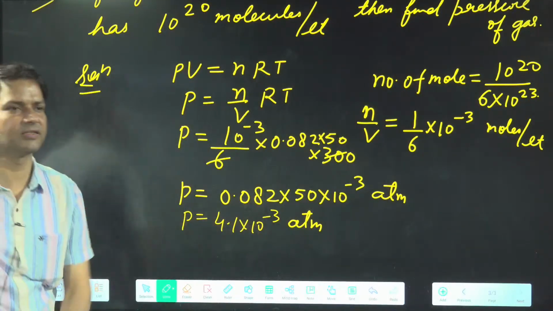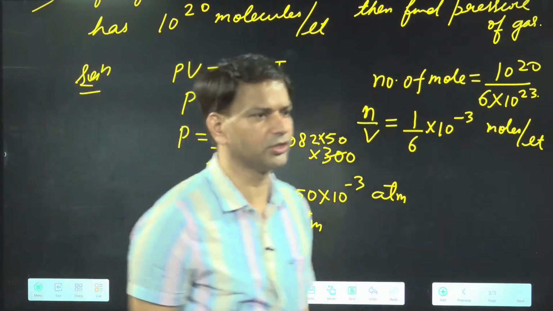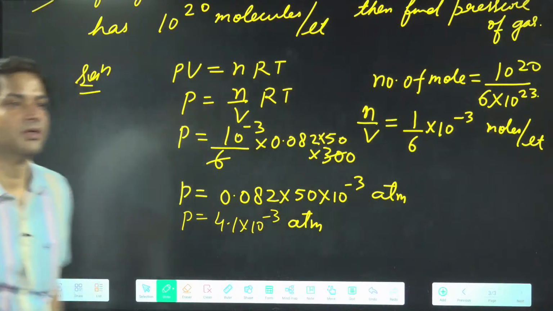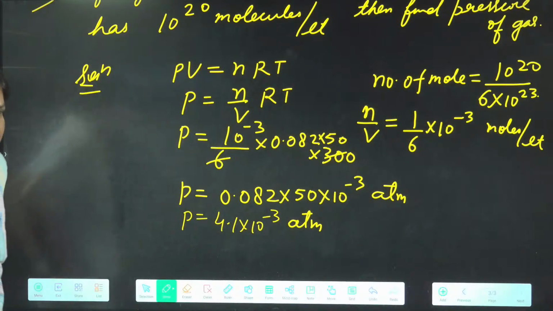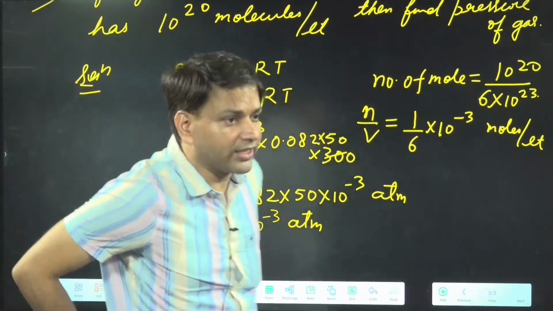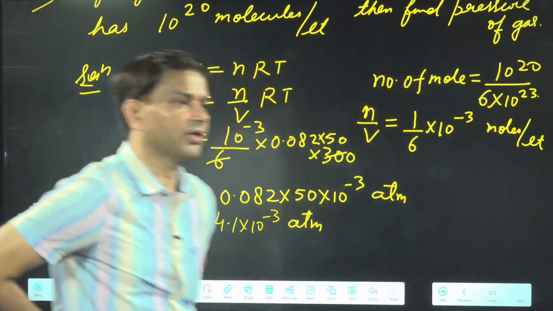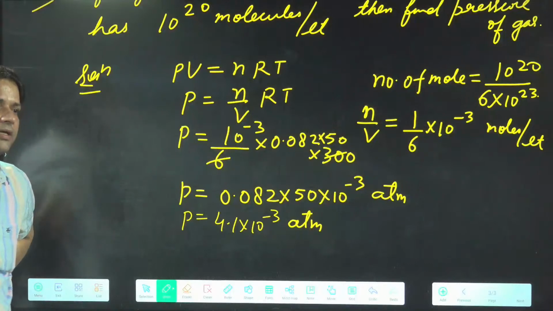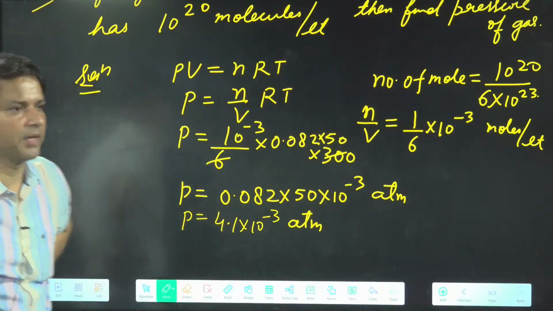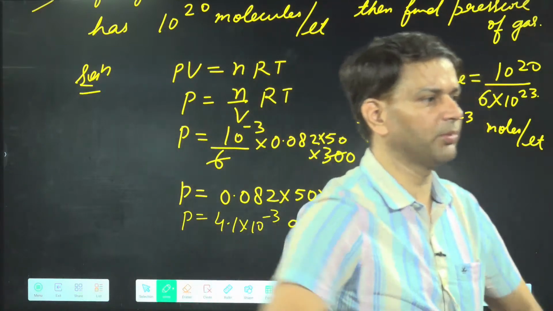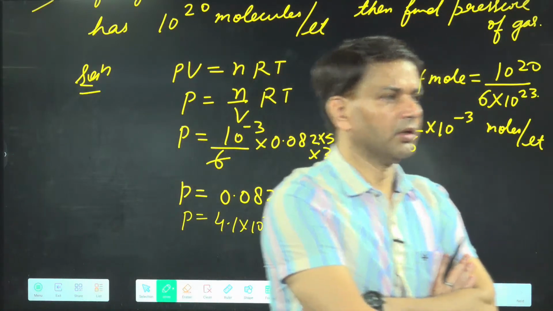And if they have given the answer in Pascal, then multiply with 1.01 into 10 to the power 5. Calculation is a big problem. So when doing the studies, do the calculation fast. 410 Pascal. If the answer they have given is in Pascal, you can convert into Pascal by multiplying by 1.01 into 10 to the power 5.